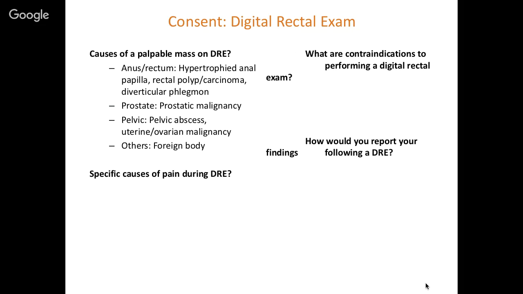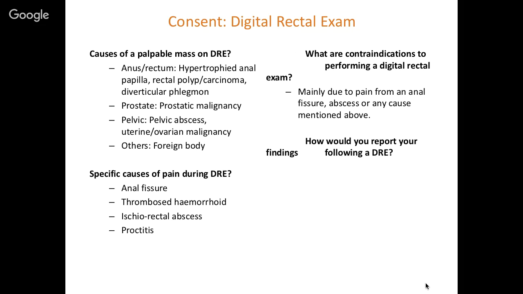Yep, anal fissures are very excruciatingly painful. Good. Anything else? So a thrombosed hemorrhoid. Remember, any sort of ischemic pain is very severe pain. There's a few other ones as well.